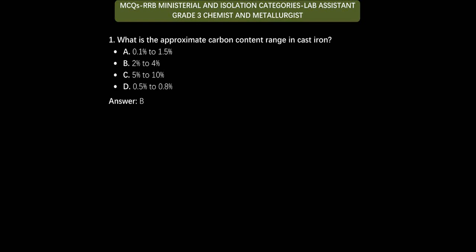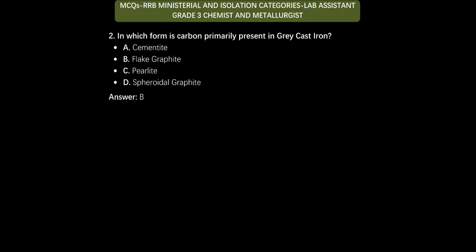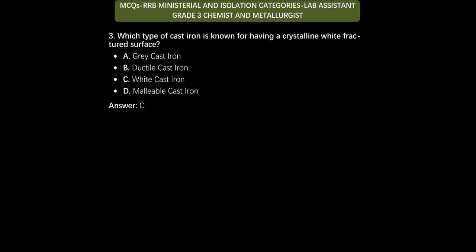What is the approximate carbon content range in cast iron? Option B, 2% to 4%. In which forms is carbon primarily present in grey cast iron? Option B, flake graphite. Which type of cast iron is known for having a crystalline white fracture structure? Option C, white cast iron.